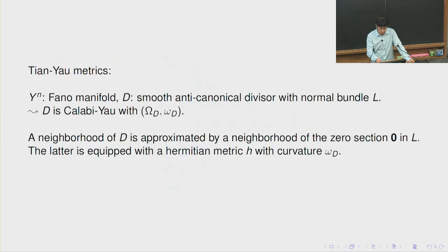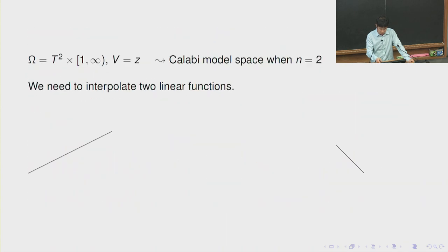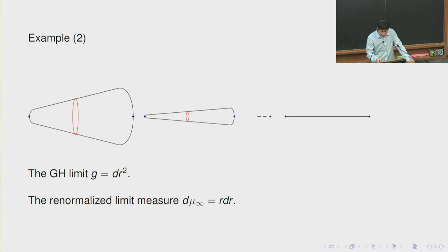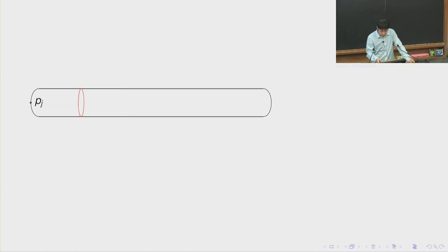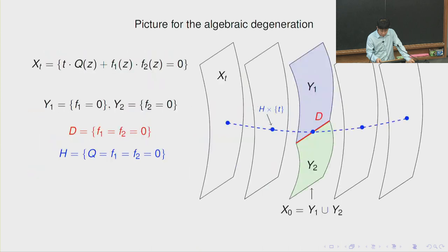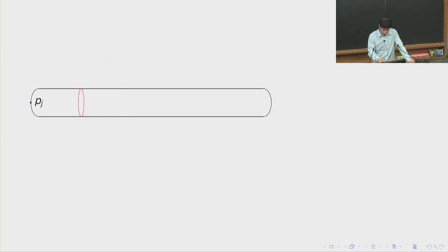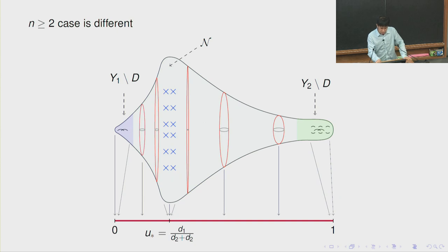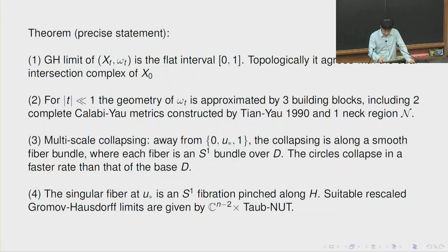Where's the algebraic picture? I should have the algebraic picture. Oh, it's all gone. The algebraic picture is here. Algebraically, we see two components. There are three pieces.